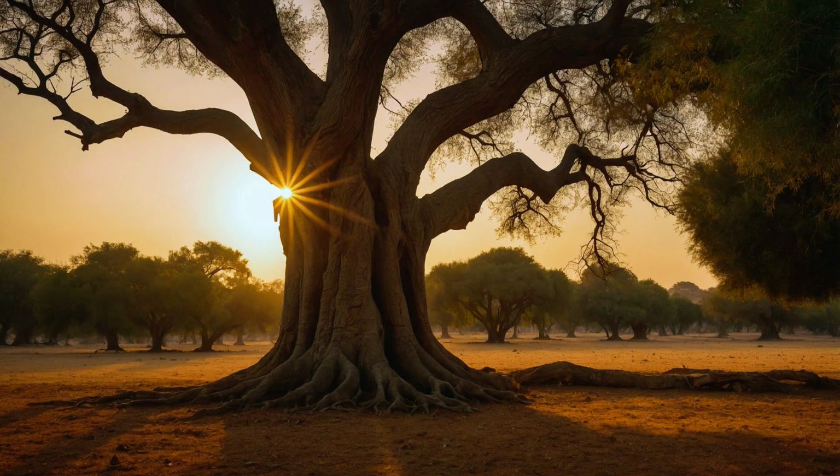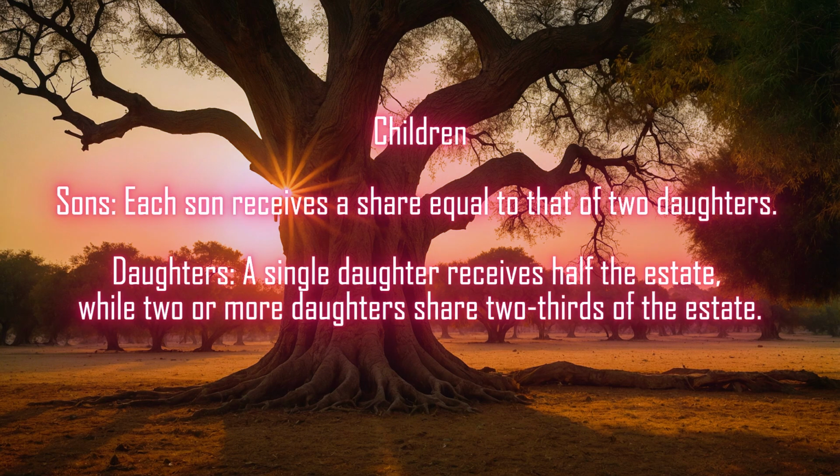Now, let's break down the primary heirs and their respective shares. Children, sons. Each son receives a share equal to that of 2 daughters. As mentioned in Surah An-Nisa 4:11, for the male, what is equal to the share of 2 females. Daughters. A single daughter receives half the estate, while 2 or more daughters share 2/3 of the estate.